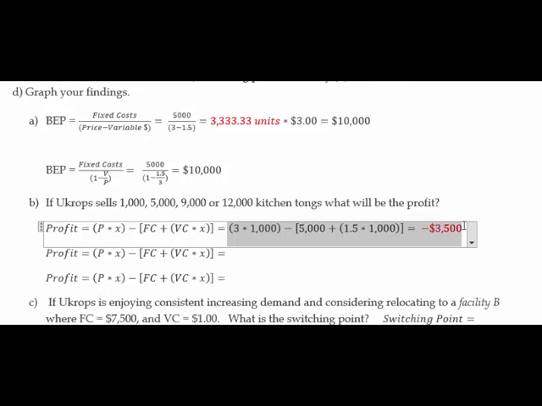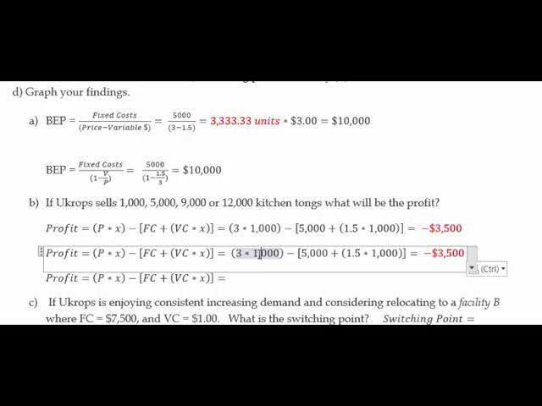So this next one here, we're going to do at 5,000, so we can just copy this. This is kind of a nice thing about doing it on a computer, I guess. And we're going to change this to 5,000. And now we don't have negative 3,500. Instead, we have positive 2,500. And we're going to change that from red to, of course, green, because that means positive, right? So now we're making a profit of $2,500.